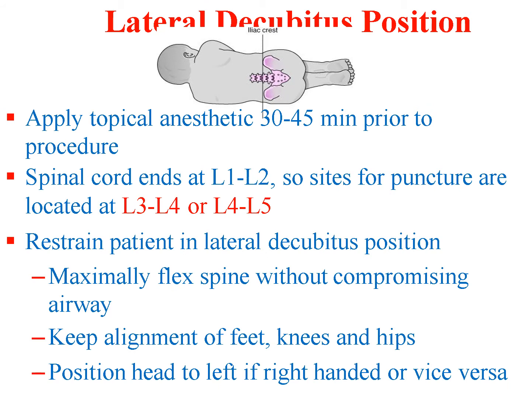This figure illustrates the lateral decubitus position. We should apply topical anesthetic first, 30 to 40 minutes prior to the procedure. Spinal cord is known to end at L1, L2, so sites for puncture are located at L3, L4, or L4, L5. Restrain patient in lateral decubitus position. Maximally flex spine without compromising airway. Keep alignment of feet, knees, and hips. Position head to left if right-handed or vice versa.